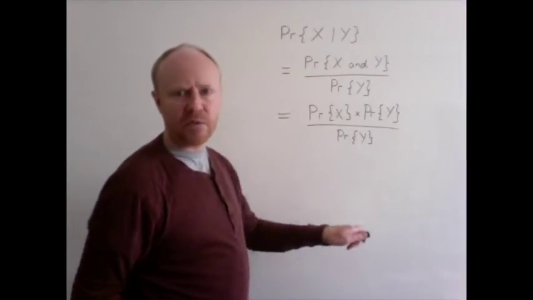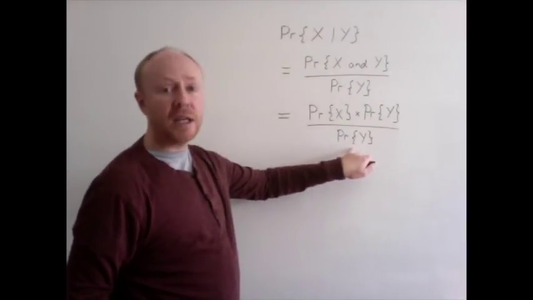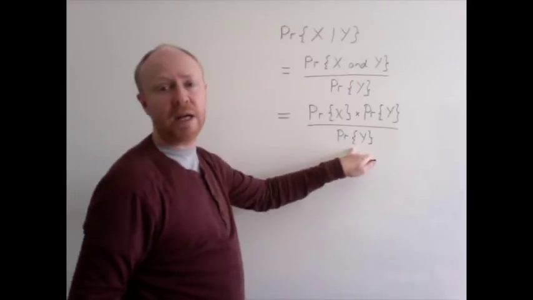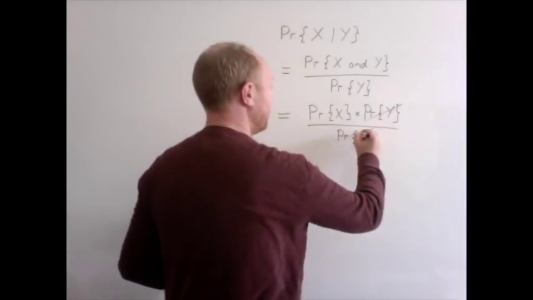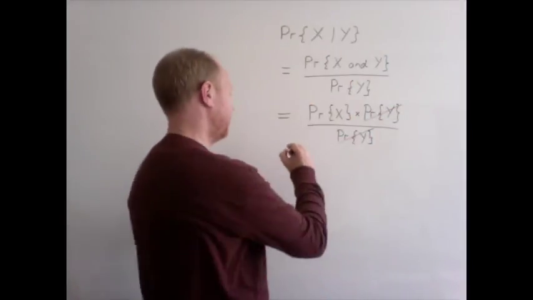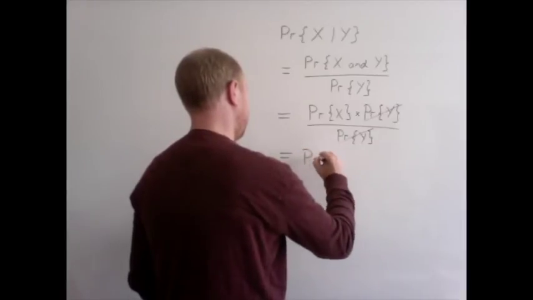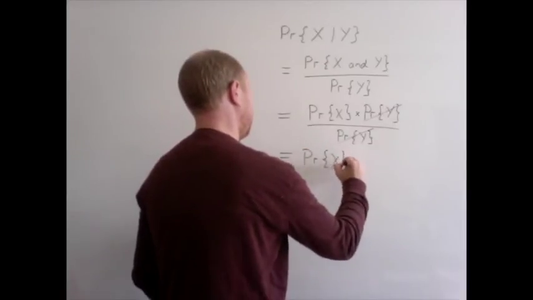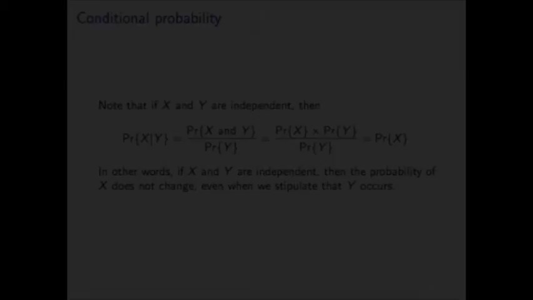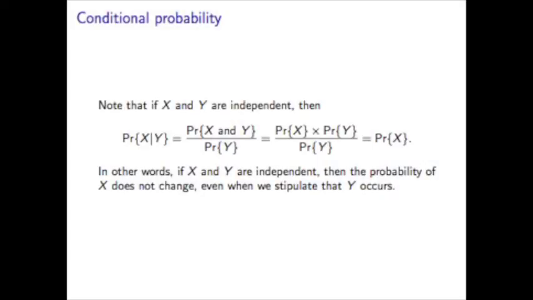The probability of y on the top of this fraction is cancelled out by the probability of y on the bottom of the fraction. So we are just left with the probability of x. What we have just established with that argument is that if x and y are independent events, then the probability of x does not change when we apply the condition that y must occur.